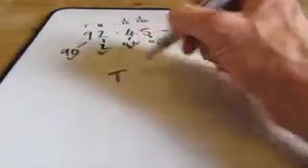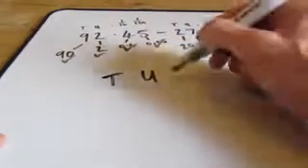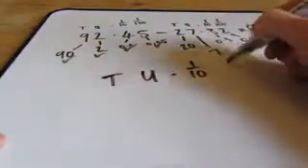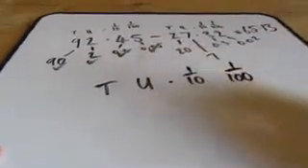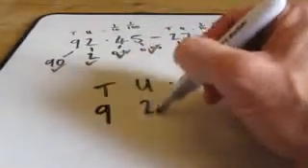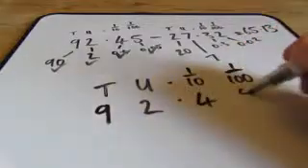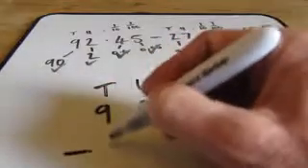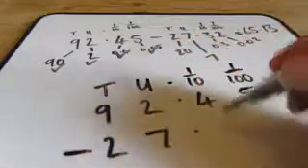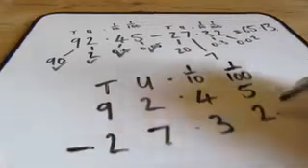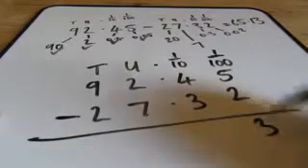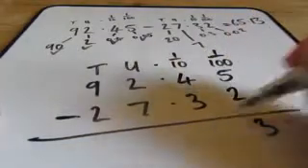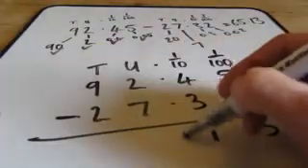We still need the same columns, tens, units, tenth and hundredth, but you will see straight away it's just a little bit tidier. 92.45 and we're subtracting 27.32, 3 tenths and 2 hundredths. 5 subtract 2, 3, 4 subtract 3, 1. Bring the decimal point down.